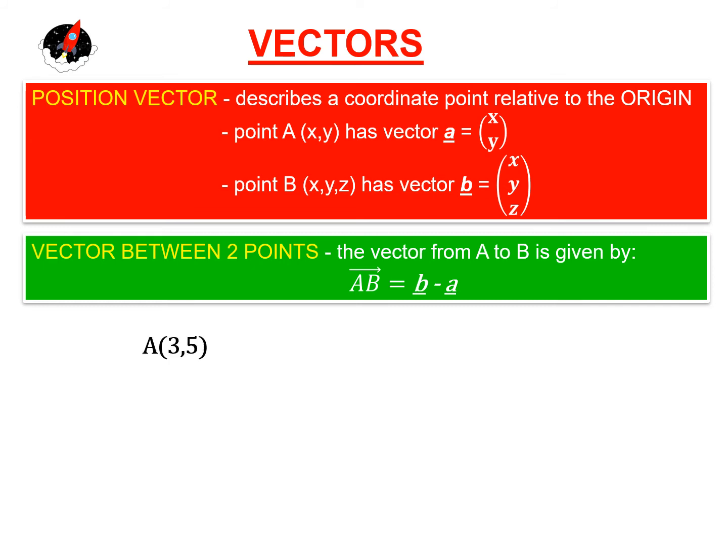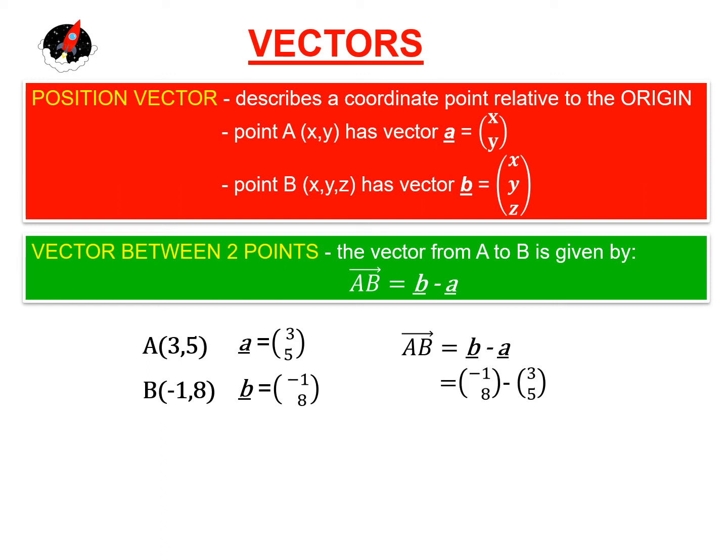So here we've got a coordinate point A which is (3, 5), so the column vector lowercase a underlined would be 3, 5, and B is (-1, 8), so similarly the lowercase b underlined is -1, 8. If we want to find the vector going from A to B, then it would be -1, 8 subtract 3, 5, so we would have -4, 3.